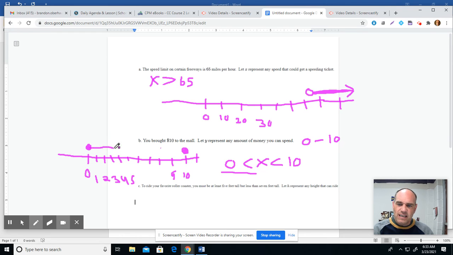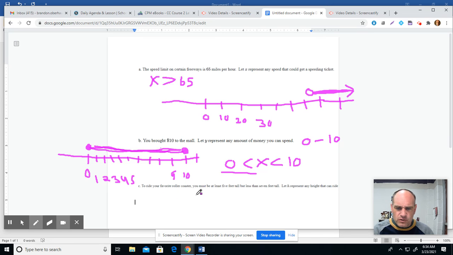And then I'm going to shade in all of this stuff in between, because that tells me I can spend anything from $0 to $10. And when I shade this in this direction, that tells me that all of this stuff in between is also a piece of that.